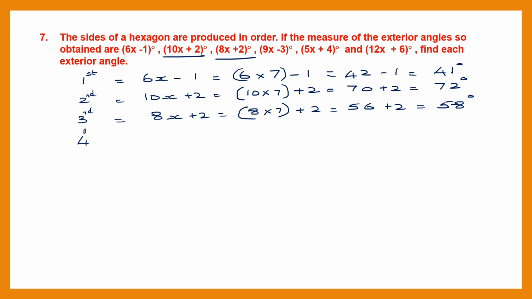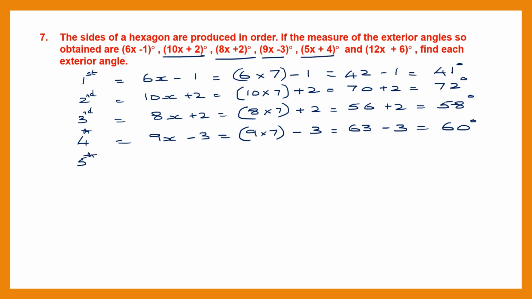Now the fourth angle given to us is 9x minus 3. 9x minus 3. That is 9 into x and x is 7 minus 3. 9 sevens are 63. 63 minus 3 is 60 degrees. Now let's take the fifth angle. The fifth angle is 5x plus 4. So 5x plus 4. So 5x means 5 into x and x is 7. So 5 sevens are 35. We have to add 4 here. 5 sevens are 35 plus 4 is 39.